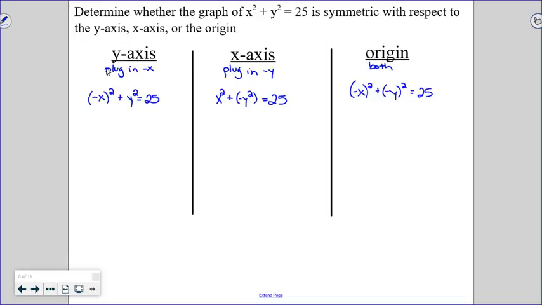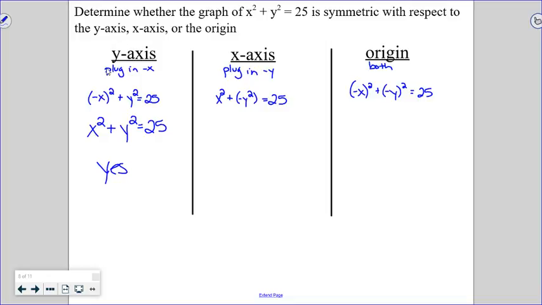All right, let's look at our tests here. First one, I should have plugged in a negative x. It is being raised to an even exponent. All even exponents are going to result in a positive number, so I just drop that negative because it would turn out positive anyway. Does that match the original? Yes. So it has symmetry about the y-axis.